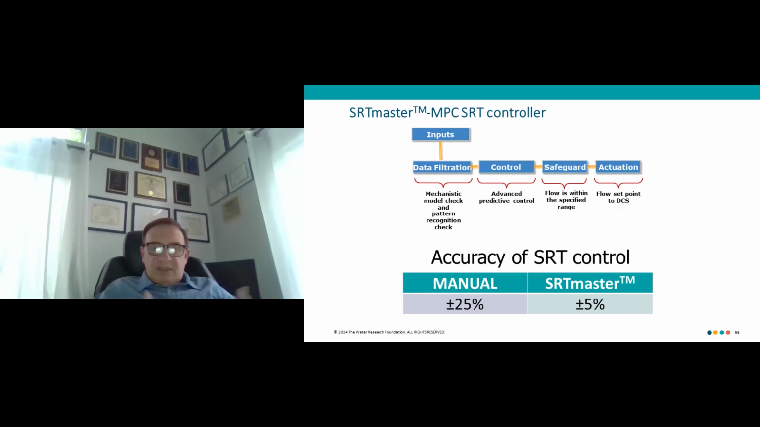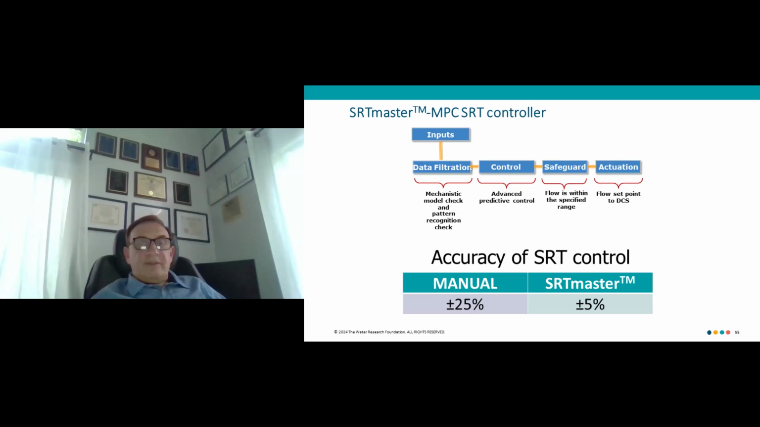Data from many plants, and again, Pomona is no different, show that the SRT master controller that was utilized in Pomona has about 5% accuracy, which is again approaching the accuracy of TSS meters that were installed there. And it's 5 times more accurate than the traditional manual control.